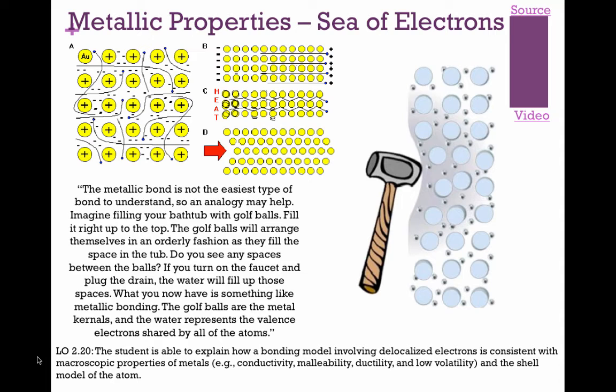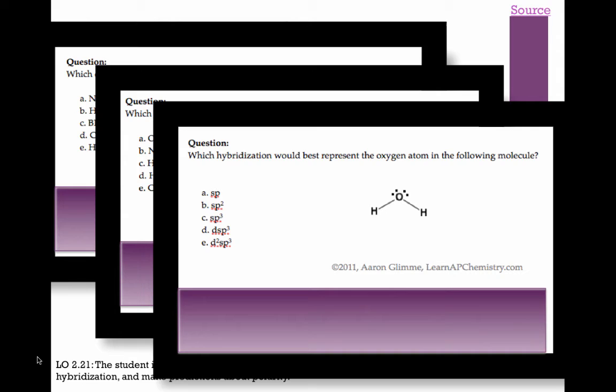You have metal atoms, and then the valence electrons, they move around and they fill in the spaces. That's a metallic solid. And the sea of electrons, that's what allows it to move back and forth. Like a copper sheet, you can bend it, you can move it all around, it's malleable. That's because of the sea of electrons.